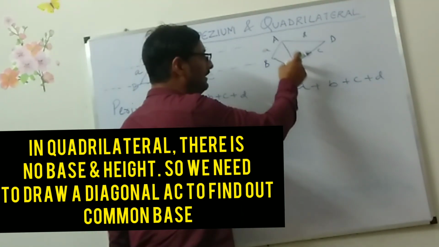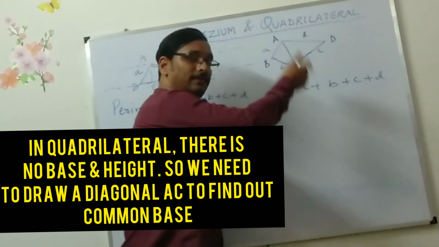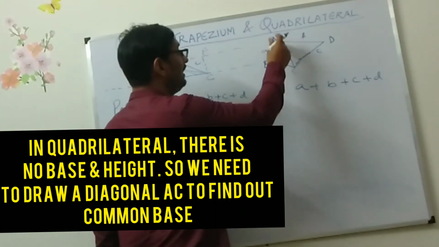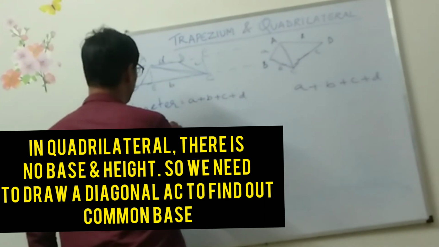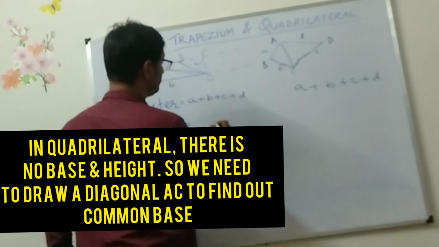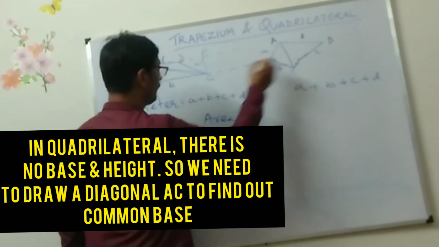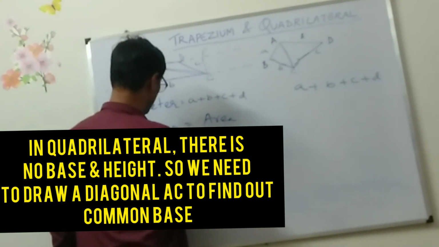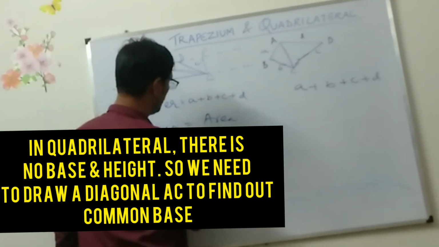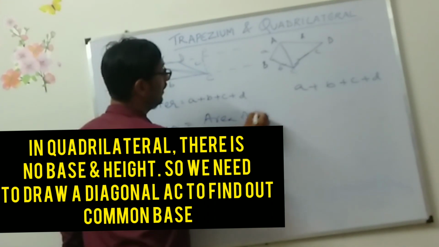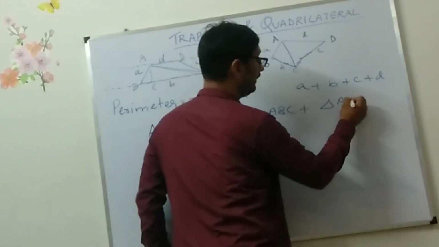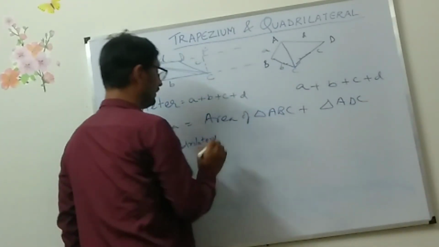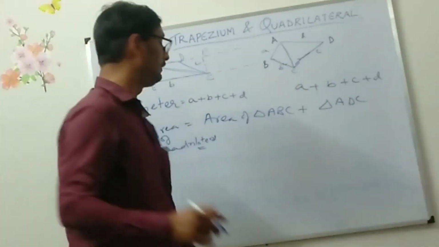In ABC, AC is there. In ADC, AC is there. So this one, I'll be treating as base. So the area of quadrilateral is equal to area of triangle ABC plus area of triangle ADC. What is the way of finding out? Half into base into height.